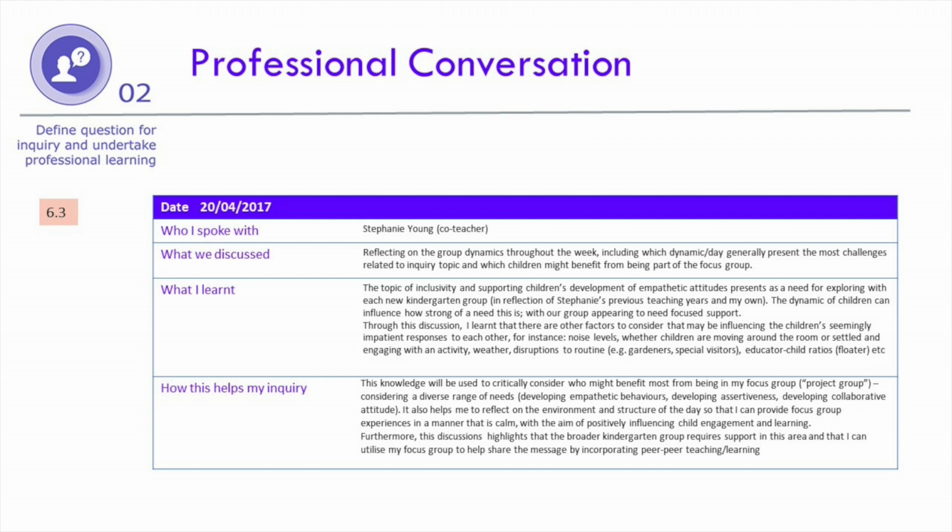And through this discussion, we also considered factors that might be influencing the children's engagement with each other, and considering things like noise levels. Are children actively engaged with an activity, or are they running around the room? Are there disruptions to the routine, or what does the routine look like, and does it give the children autonomy? This also helped my inquiry by getting me to critically consider who might best benefit from being in my focus group. So considering children who may need support in developing empathetic behaviours, developing assertiveness, or developing collaborative attitude.